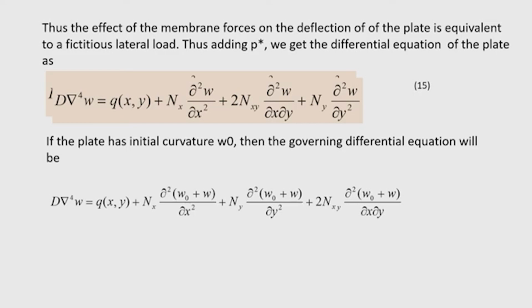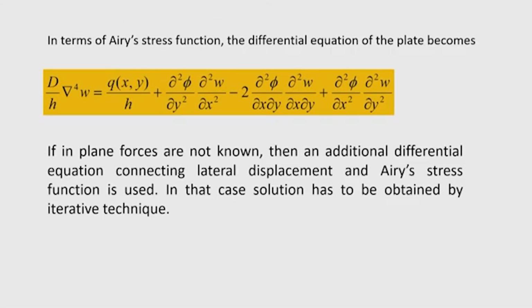Then we can add this to this w and we get this equation: D del⁴w equals q plus Nx (del²(w0 + w)/del x²) plus Ny (del²(w0 + w)/del y²) plus 2Nxy (del²(w0 + w)/del x del y). w0 is the initial imperfection, or initial curvature, or initial deflection of the plate.